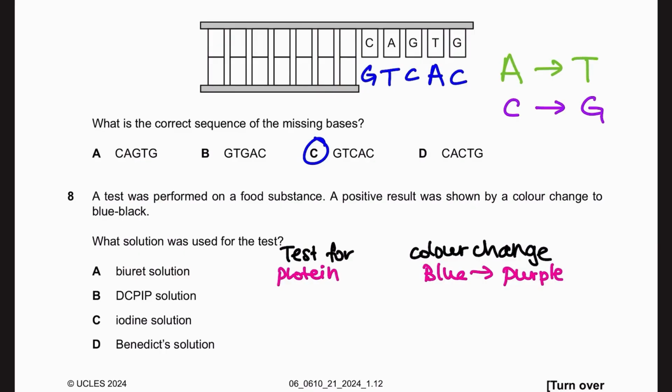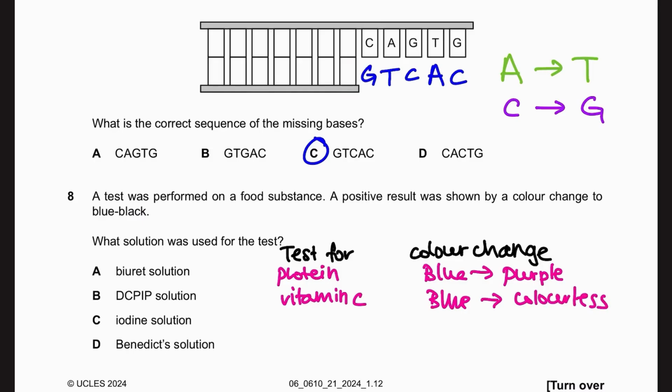Now, DCPIP, what does this test for? It tests for vitamin C. Vitamin C, right? And what is the color change? It goes from blue to colorless. Blue to colorless, if vitamin C is present.